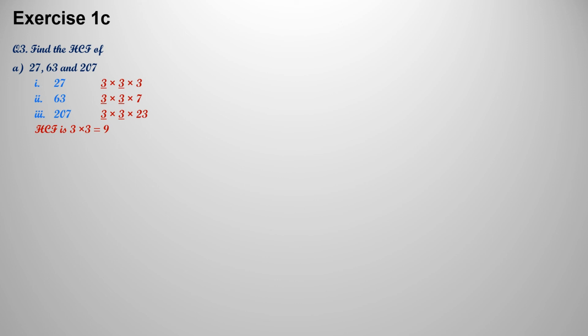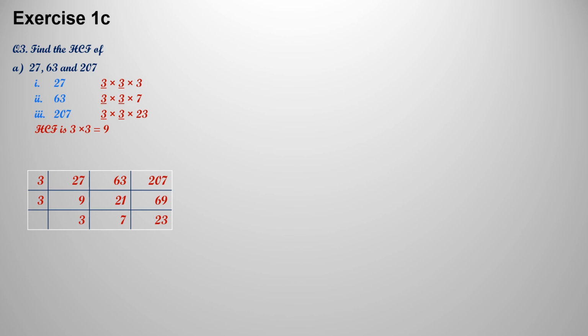You can also use the division method. You divide 27, 63, and 207 by 3. The answer is 9, 21, and 69. You divide that by 3 again. The answer is 3, 7, and 23. There is only one common factor that they are divisible by. That is 1. And 1 is neither a prime number nor a composite number.